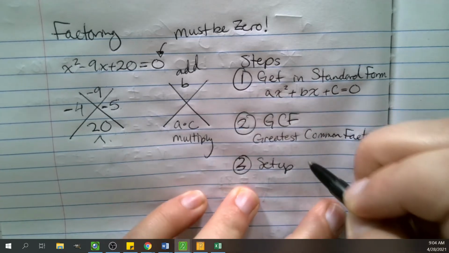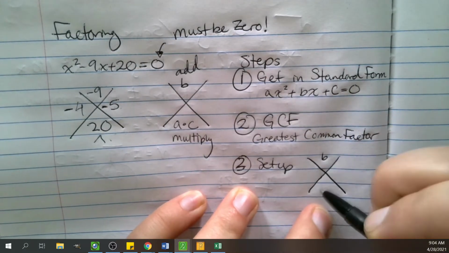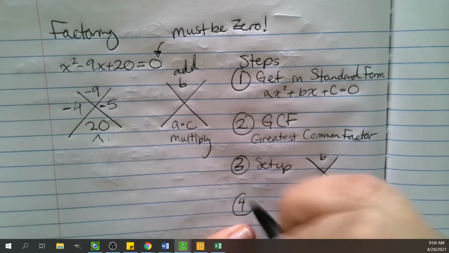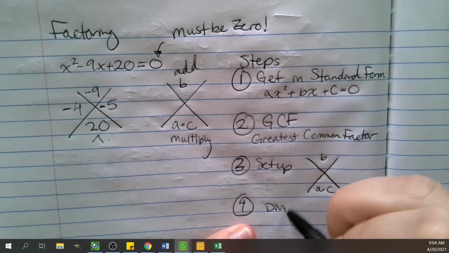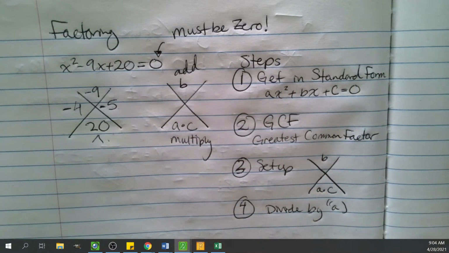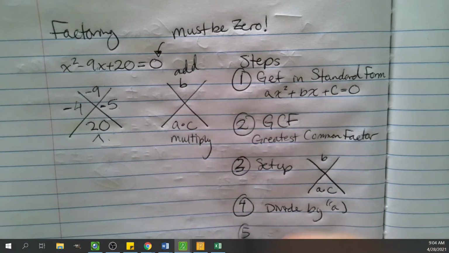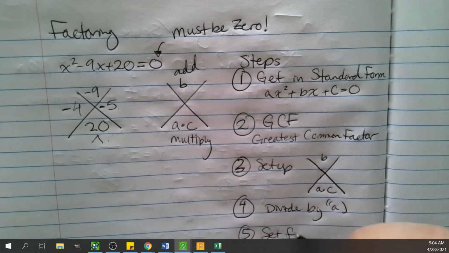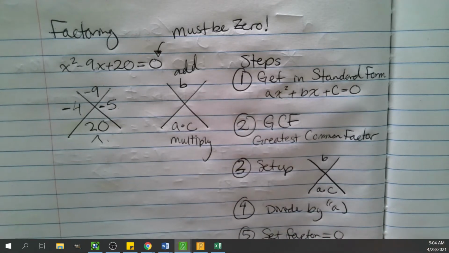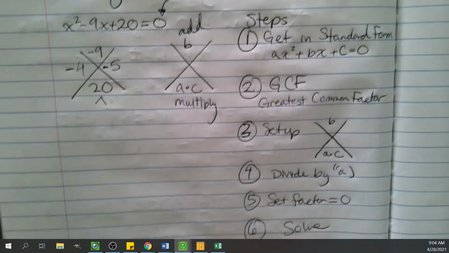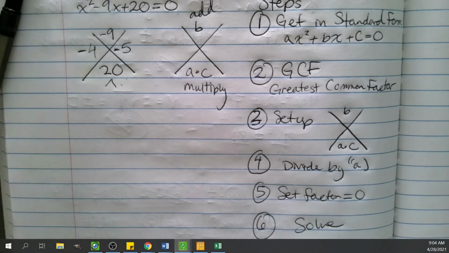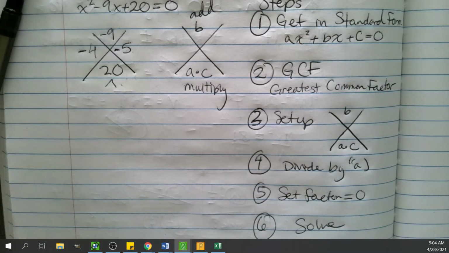Set up our X, where B's in the top, A times C's in the bottom. The fourth step is going to be to divide by A. And then the fifth step is to set your factors equal to 0. And step 6 is to solve. Those are your steps. Now let's actually do them. I'm going to pause because I know you guys are writing super fast, trying to keep up and process at the same time. That's a lot.